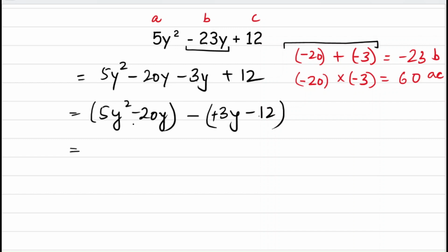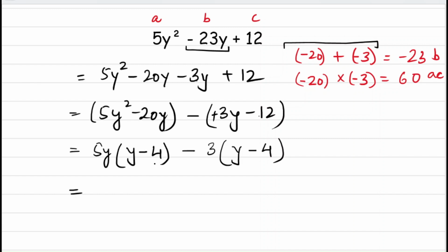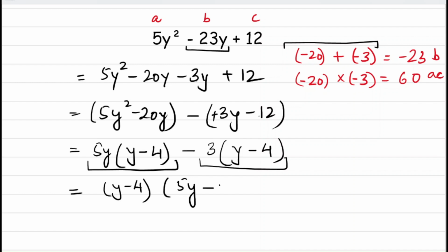Now, take out the common factor from these two terms, which is 5y. 5y squared divided by 5y is y, minus 20y divided by 5y is 4, minus, the common factor of 3y and negative 12 is 3. 3y divided by 3 is y and 12 divided by 3 is 4. Our brackets are the same. That means our factorization is so far correct. Take out y minus 4 common. From the first term, you took out y minus 4 outside. What is left? 5y. Minus, from the second term, you took out this bracket outside. What is left? Minus 3. So these are the two factors of this quadratic polynomial.